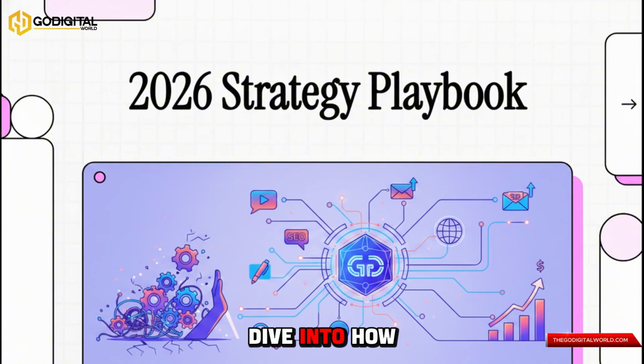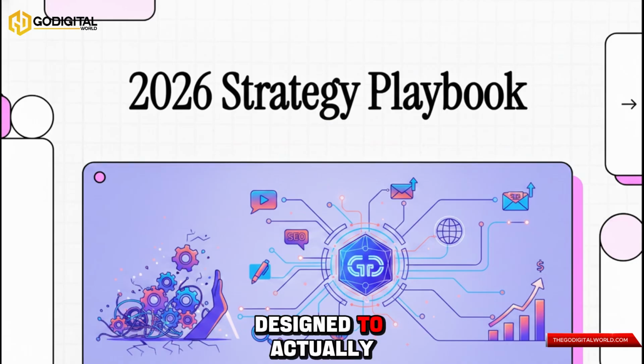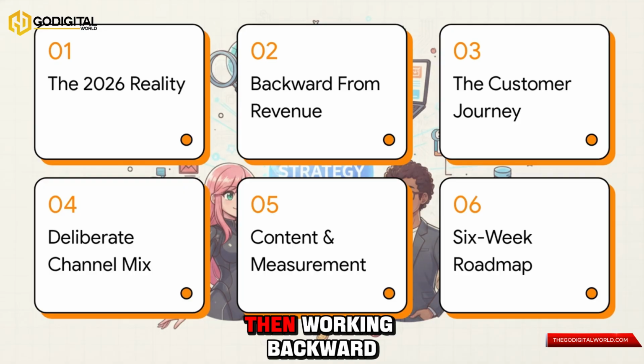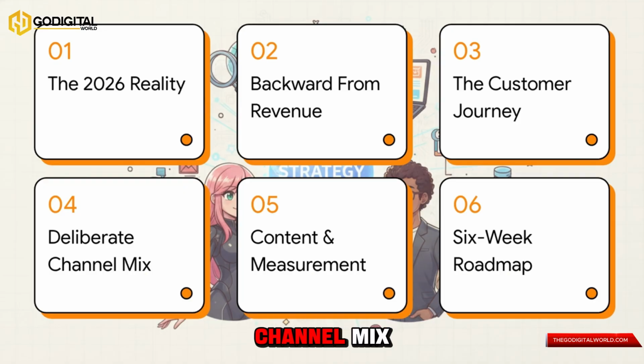So we're going to dive into how to shift away from those failing methods and build a modern framework designed to actually drive revenue. Here is how we'll break this playbook down step by step. First, the 2026 marketing reality. Then, working backward from revenue, mapping the customer journey, nailing the deliberate channel mix, scaling content and measurement, and finally, your 6-week launch roadmap. Let's jump right in.